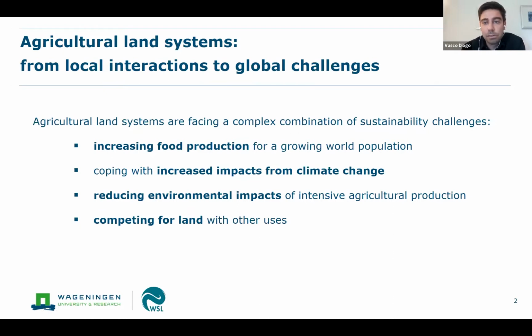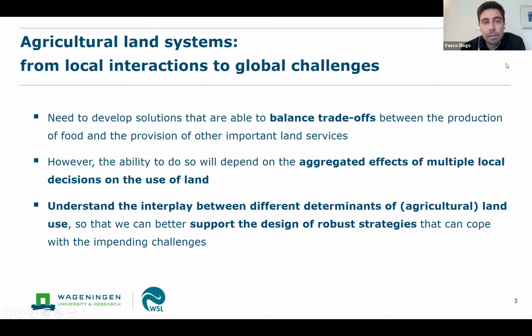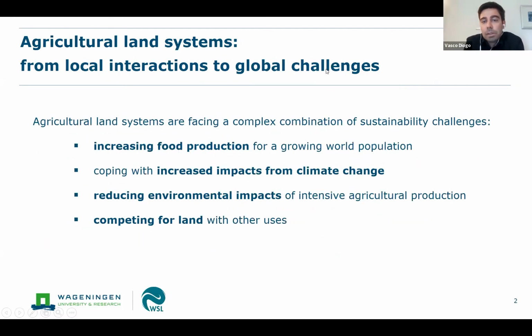So just to put this work into perspective, we know that agricultural land systems are facing a complex combination of sustainability challenges. Not only will there be a need to keep increasing food production to feed a growing world population, but we will have to achieve that while coping with increased impacts from climate change, and while at the same time attempting to reduce the environmental impacts of intensive agriculture production, such as degradation of water and soil resources and other environmental systems, ecosystem services, sorry.